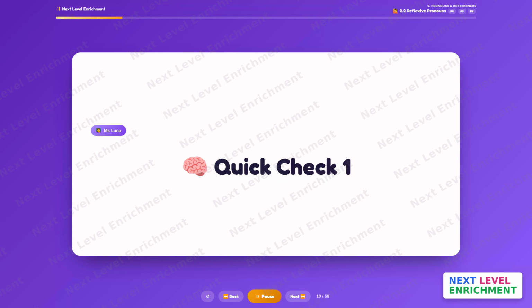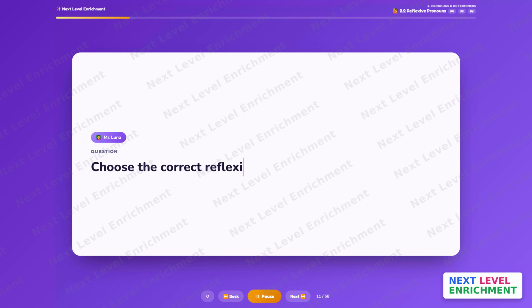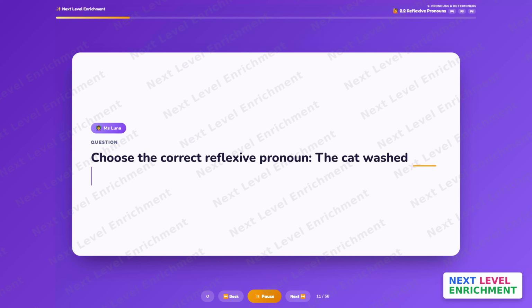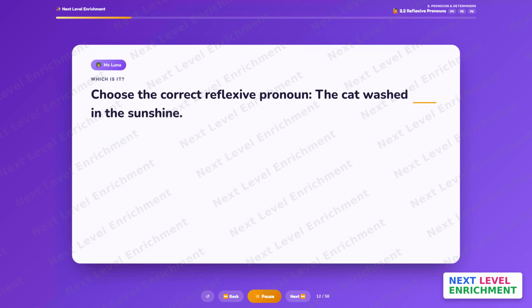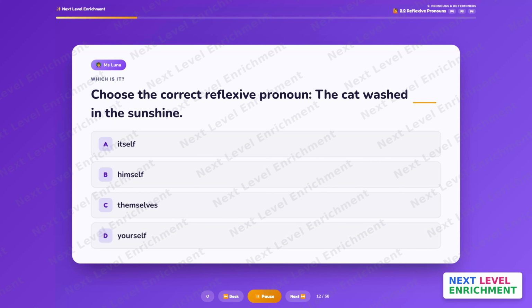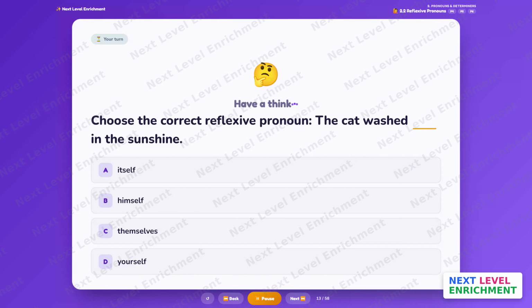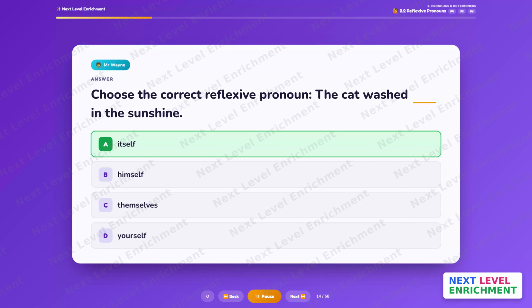Quick check 1. Choose the correct reflexive pronoun. The cat washed blank in the sunshine. A, itself? B, himself? C, themselves? D, yourself? The answer is itself. The subject is a single animal, the cat, so we use itself.